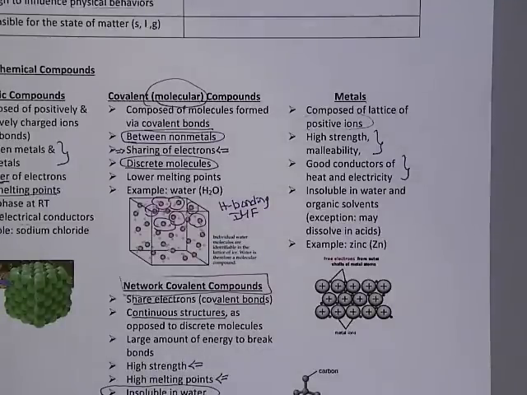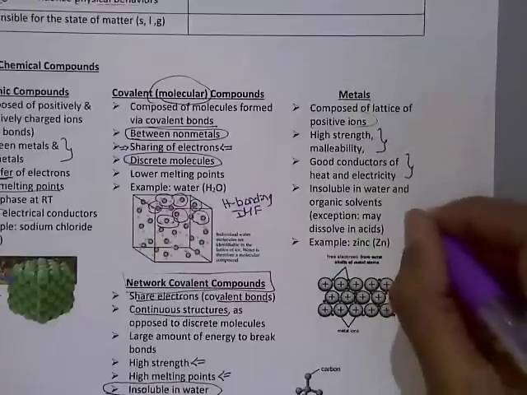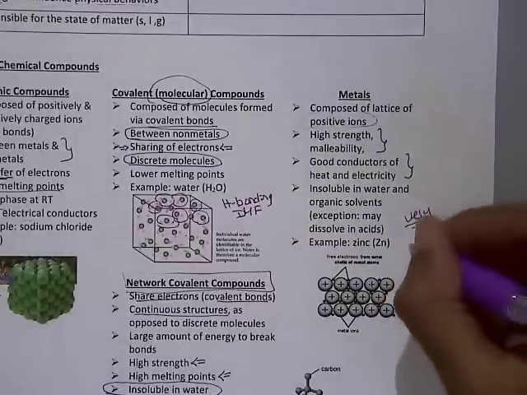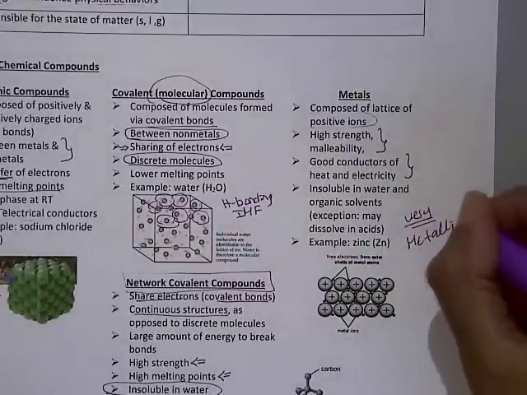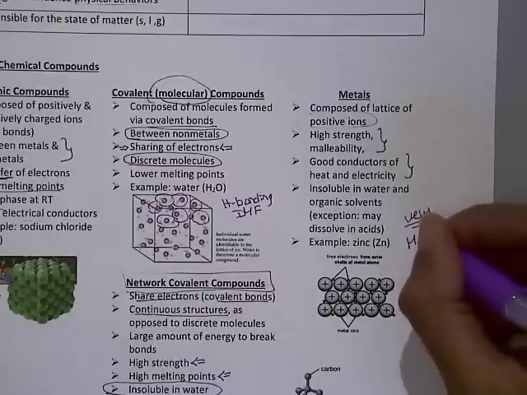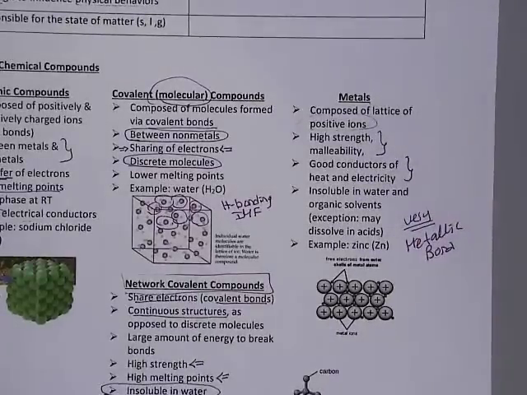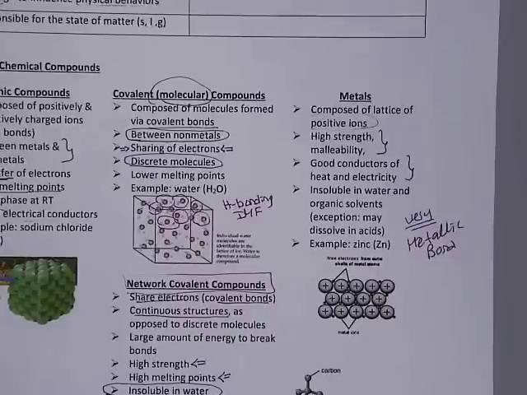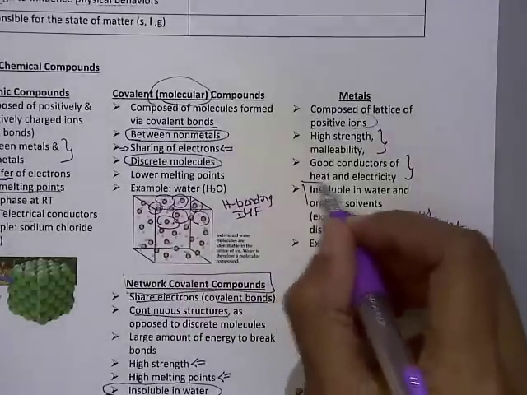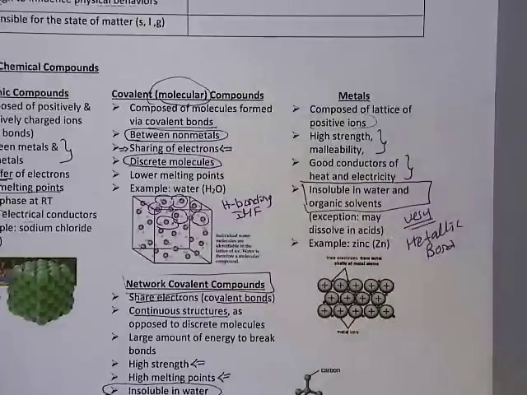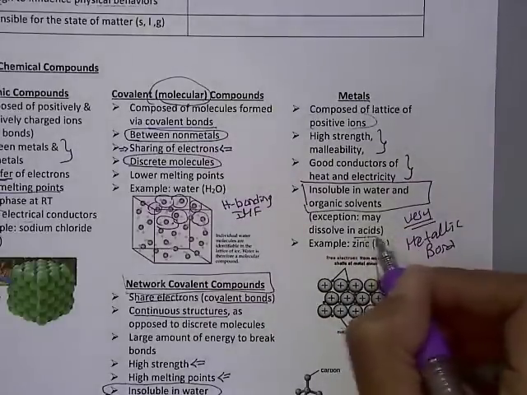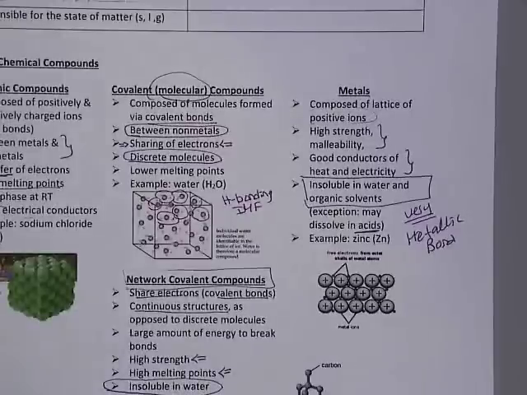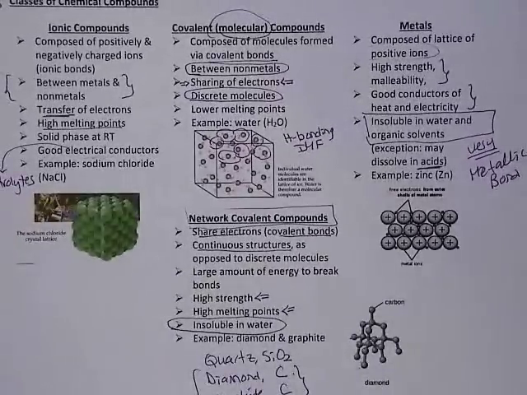So now we're involving the nucleus of these atoms, and that results in a very, very strong, the strongest type of bond, which is a metallic bond. And that results in very high melting points, great conductivity. Another thing to note is metals are insoluble in water and organic solvents. Some exceptions are that metals can actually dissolve in acids. So these are the 5 classes of compounds, just a review from what we've already discussed in lecture.